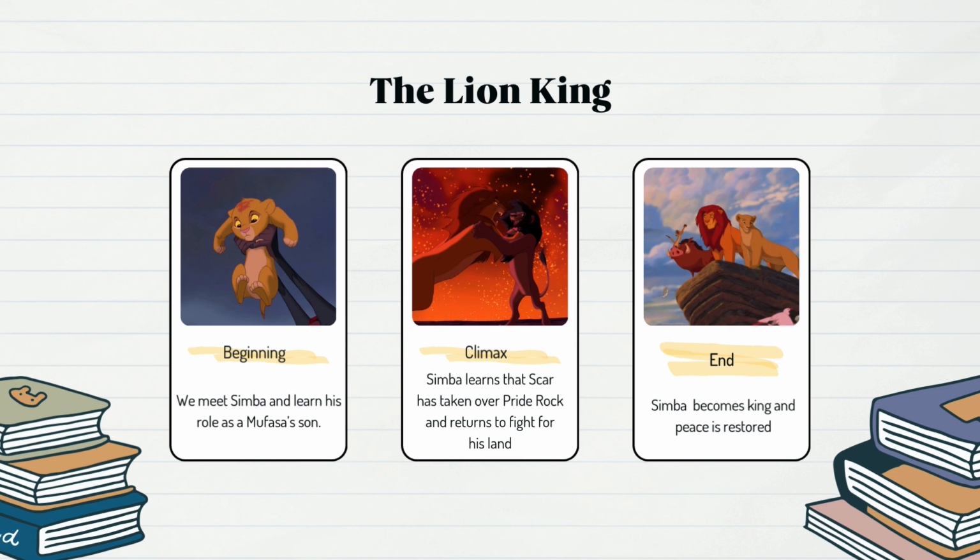But the climax is when Simba learns that Scar has taken over Pride Rock and returns to fight for his land. That's the scene where he's running back to Pride Rock and fights Scar. So that's when things start to take a turn. He leaves his comfortable little happy Hakuna Matata zone and goes back to fight Scar. Now, in the end, Simba becomes king and peace is restored. It's a very happy ending, as expected for a good Disney movie.